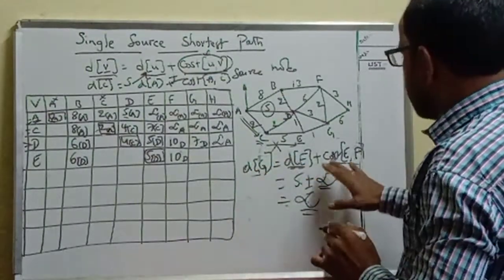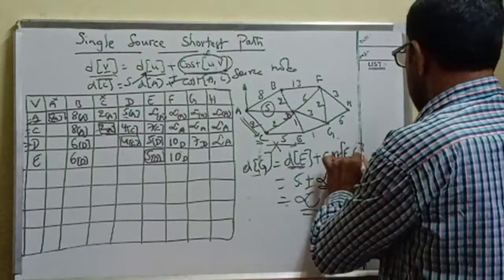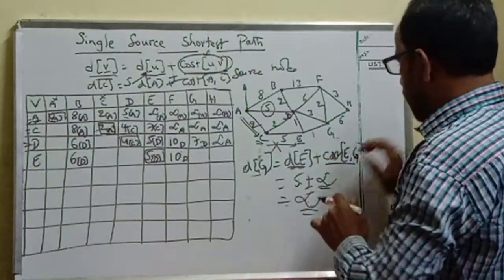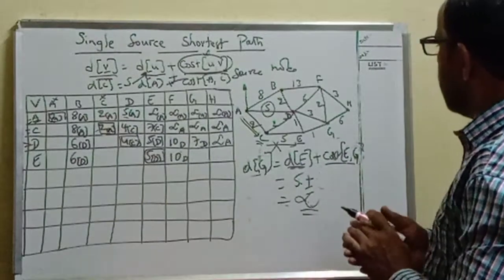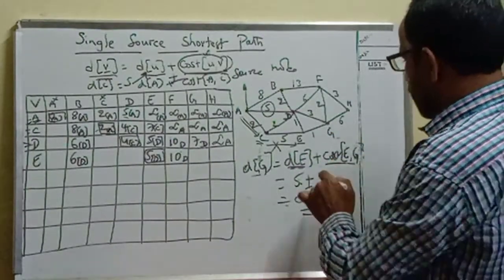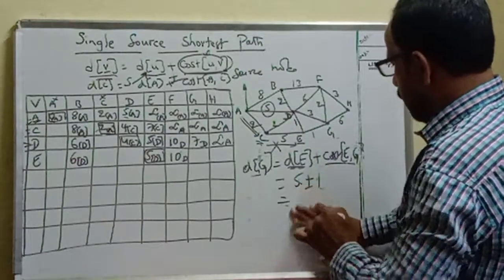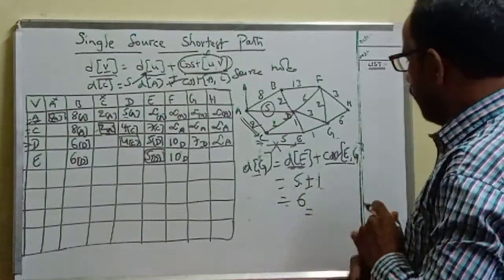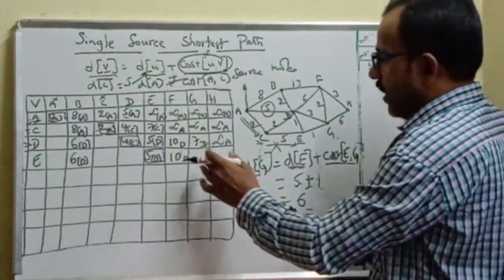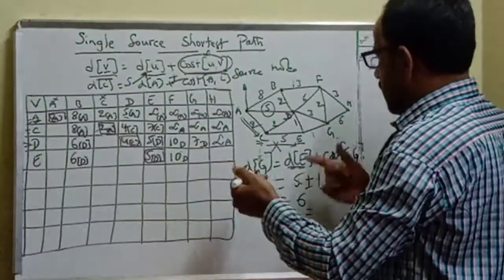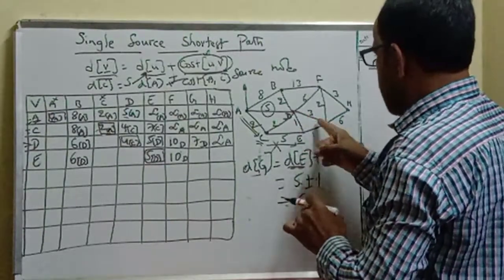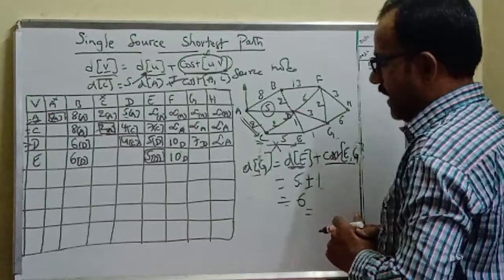Then again, like this, fill G. What is D of G? D of E plus cost of E comma G. What is D of E? 5 units. Is there any direct edge between E and G? Yes, there is a direct edge between E and G. That direct edge cost is 1 unit. Then finally we get 6 units. Now immediately after calculating this number, compare this number with the previous one. Earlier we considered the direct edge between D and G. The direct edge was 3 units. That's why we got 7.